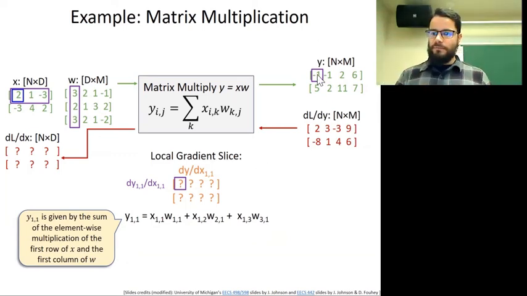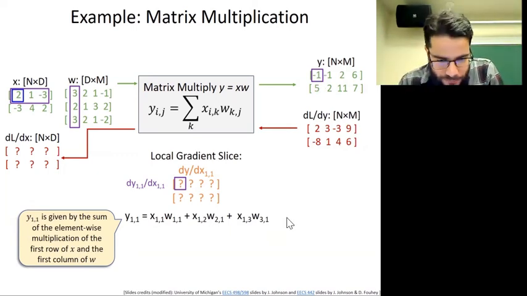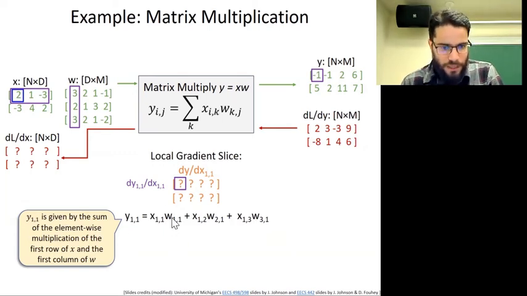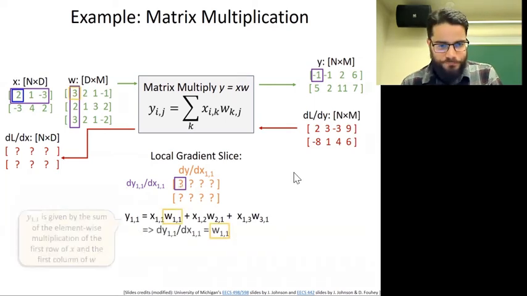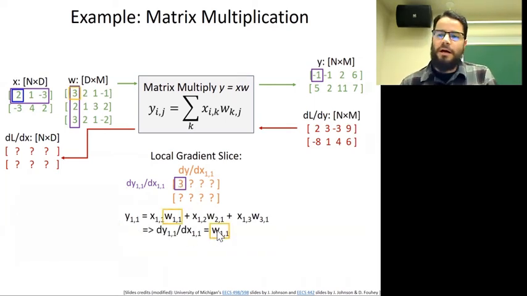What is the derivative of this first element of the output with respect to x11? Well, we have x11 here. So after the derivative, we're going to be left with w11. There's no x11 here. So this is going to go to 0, and this is going to go to 0 as well. So the derivative is just w11. Okay, very good. So let's keep going.